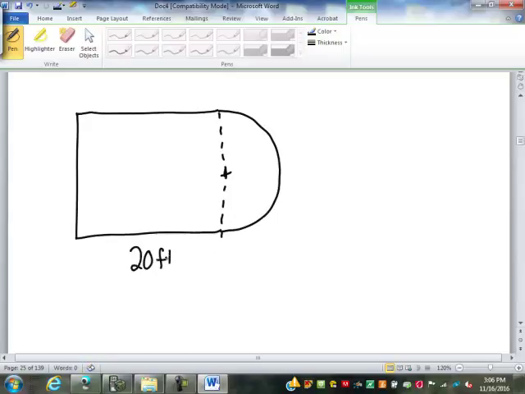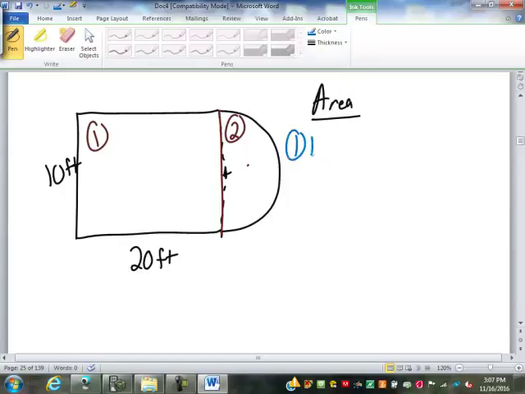If this is 20 feet and this is 10 feet, and I want to find its area, well, I can add two pieces together. This is a rectangle and a half circle. So I'll call this piece 1 and piece 2. The area of piece 1 is just a rectangle, 10 feet by 20 feet. 200, perfect. 200 square feet. Thank you. The area of piece 2 is a circle.